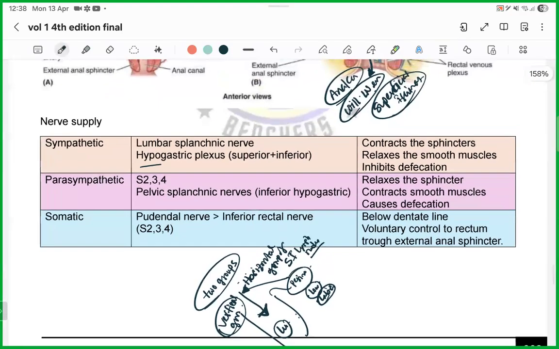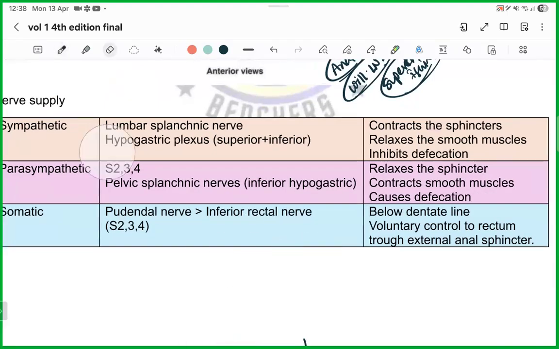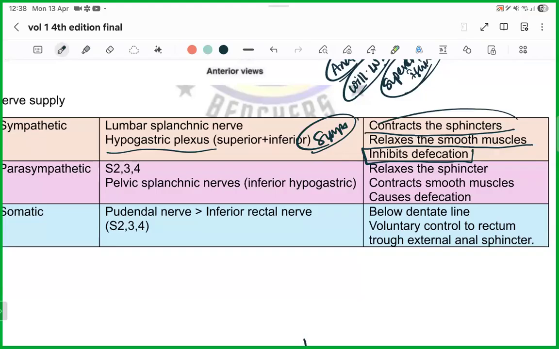Then we have nerve supply. Remember lumbar splanchnic nerve and hypogastric plexus, they will give you sympathetic supply. Sympathetic supply contracts the sphincter, relaxes the smooth muscle, and inhibits defecation. Guys, sympathetic and parasympathetic, I have explained in physiology. After that, you will have a clear understanding of this.